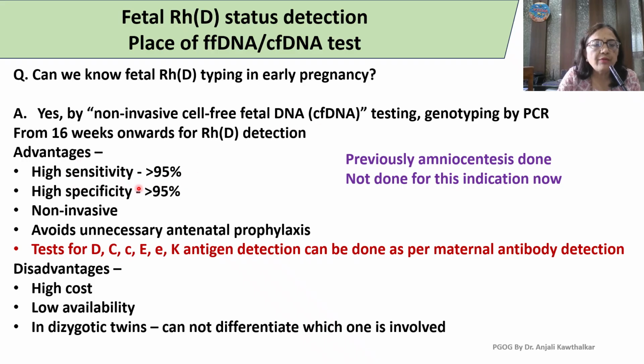Advantages are greater than 95% sensitivity and specificity. It is non-invasive. It avoids unnecessary antenatal prophylaxis. Suppose you do it and you know that the baby is Rh negative and the mother is also negative, there is no need to consider antenatal prophylaxis. Tests for D, C, E, and K antigen detection can be done as per maternal antibody detection. Disadvantages are high cost and low availability. So cost effectiveness is always an issue with this test at present. And in dizygotic twins, it cannot differentiate which fetus is involved.